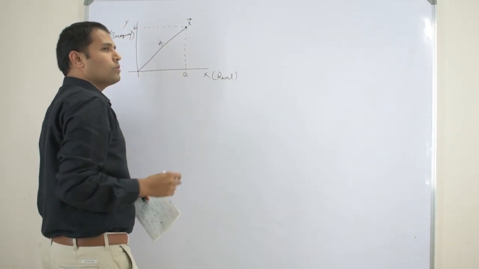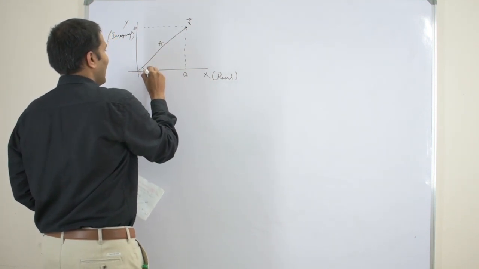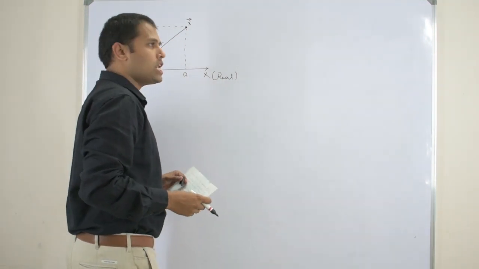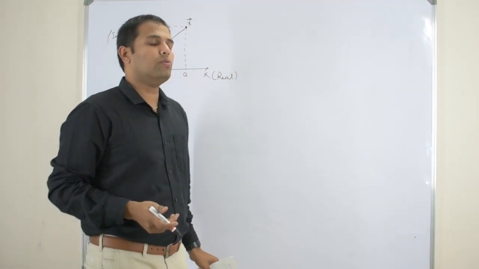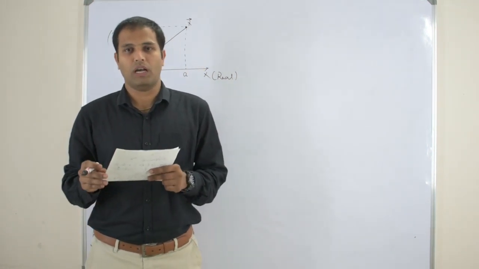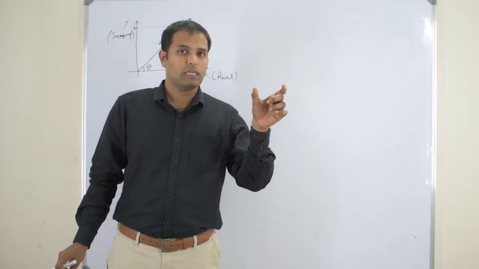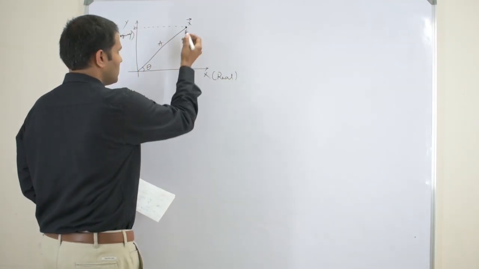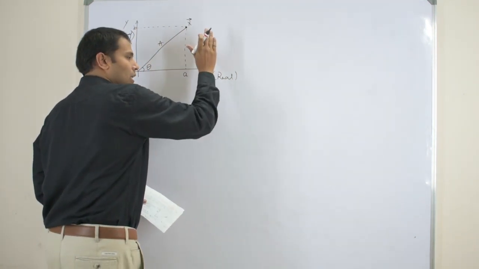And let us suppose this vector is making an angle theta with the x-axis. Now we want to represent this. The moment you think of imaginary numbers, you will be having complex numbers, which have both imaginary and real parts. So we want to represent this in complex form.